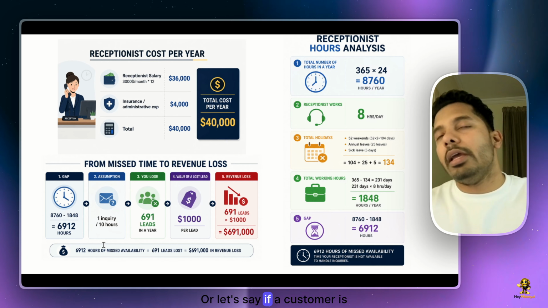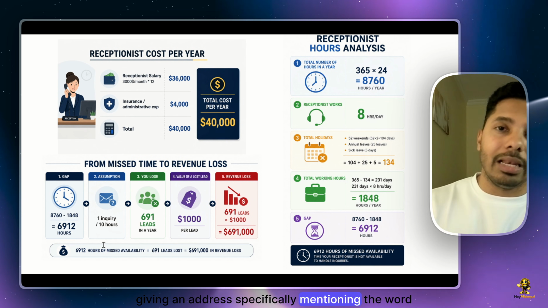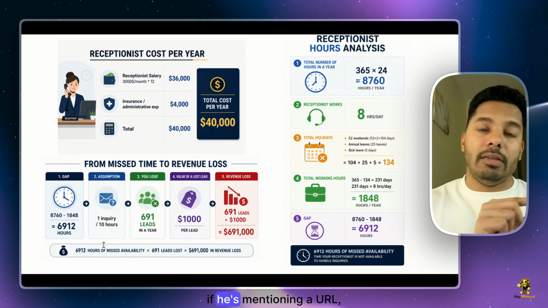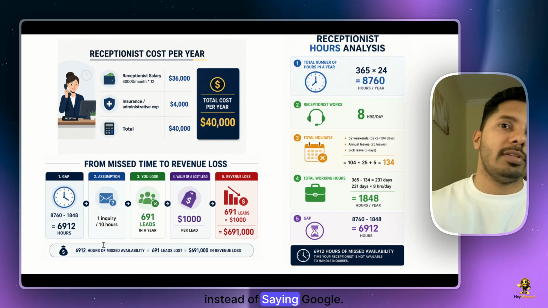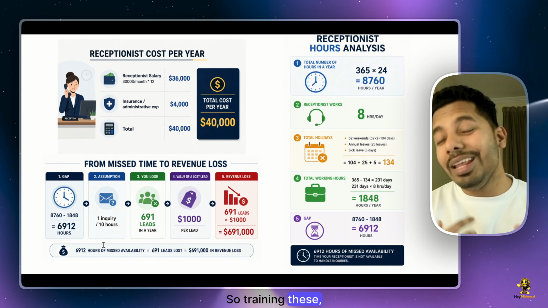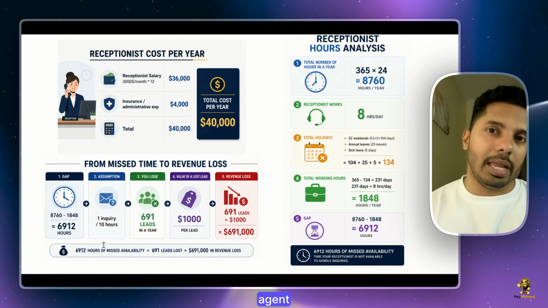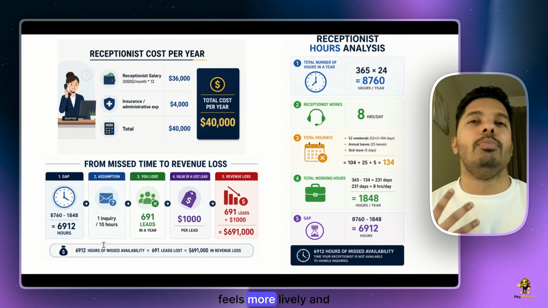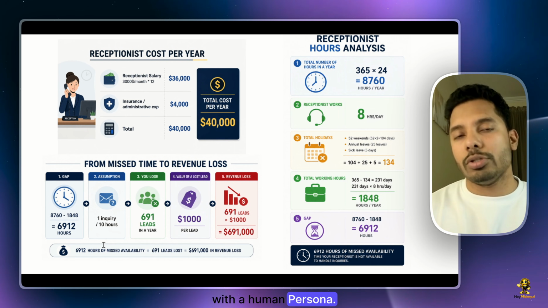Or let's say if a customer is giving an address, specifically mentioning the word dot, or let's say if he's mentioning a URL, say google.com, instead of saying it incorrectly, we train the agent. So these are the small tweaks or fine tuning that we do in the agent, so that the agent feels more lively and more with a human persona.